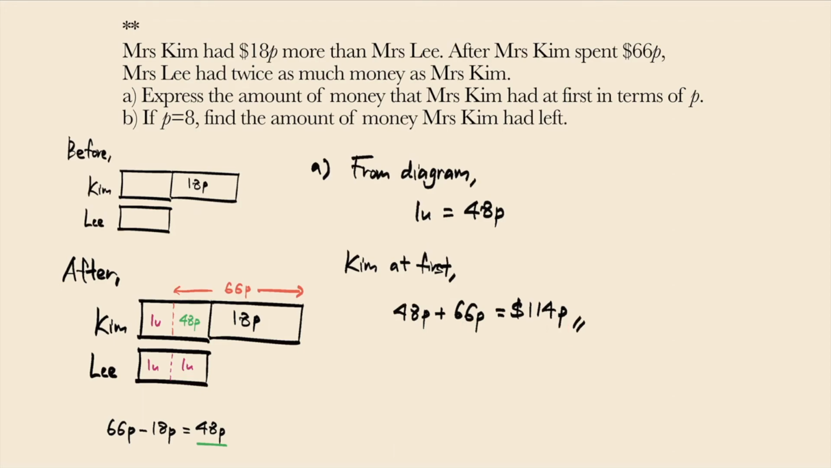Now, if p equals 8, what did Mrs. Kim have left? Well, Mrs. Kim had 1 unit left, which means Mrs. Kim had 48p left, but we do not have to write 48p. It will be 48 times p equals 8. And that's what we will do. 48 times 8 is 384 actual dollars.